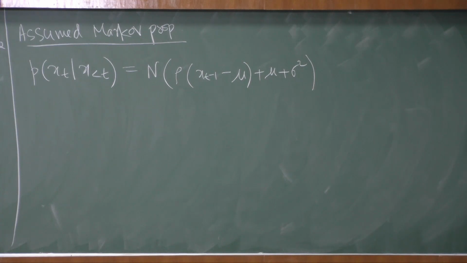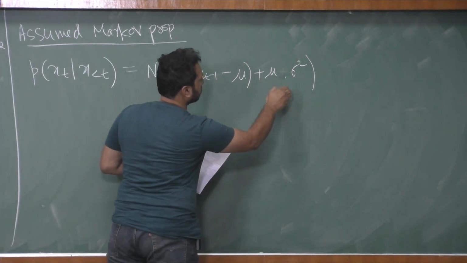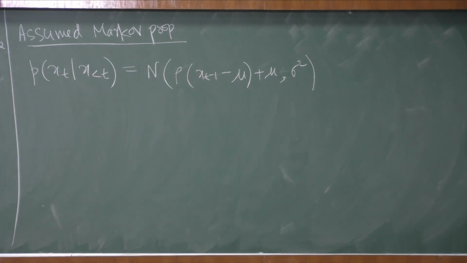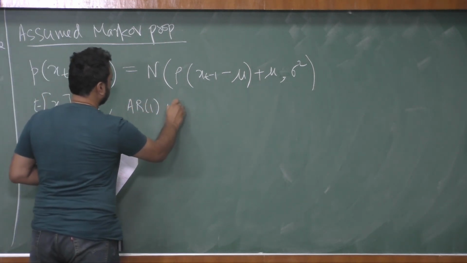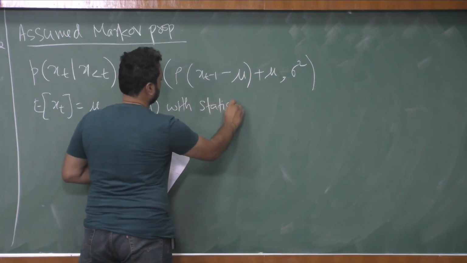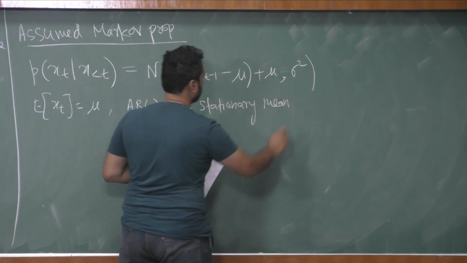Obviously our goal will be to learn rho, which is the parameter of our model. And the last term is not plus but a variance, so it's sigma square. We have shown before that the expectation of xt is mu for all t. This implies that this is a process with a stationary mean. So this is an autoregressive process with stationary mean, meaning the mean is constant.